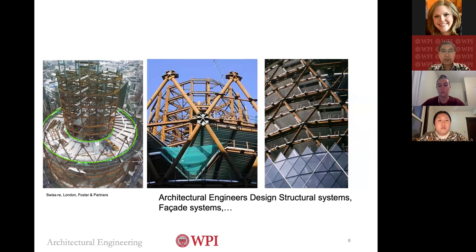Structure engineering. So they design the structure systems to make the buildings stand there for decades or even 100 years. That involves the facade system and also the force analysis, strain analysis of each component.